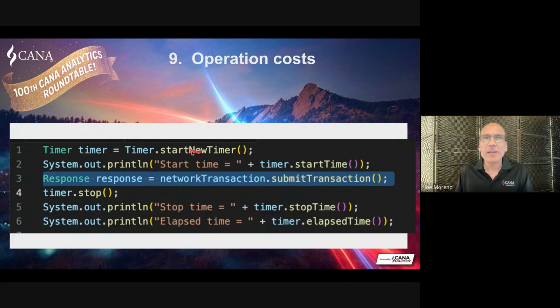So you start a new timer, and then you output to your log when you started. You do your expensive network e-commerce operation. You stop the timer. You print out the stop time. And then most importantly, line 6, you print out the elapsed time. And then you can analyze this over time to see how long operations are taking.